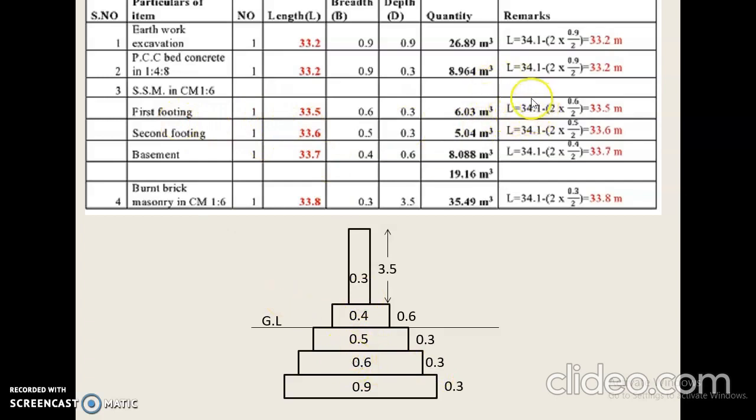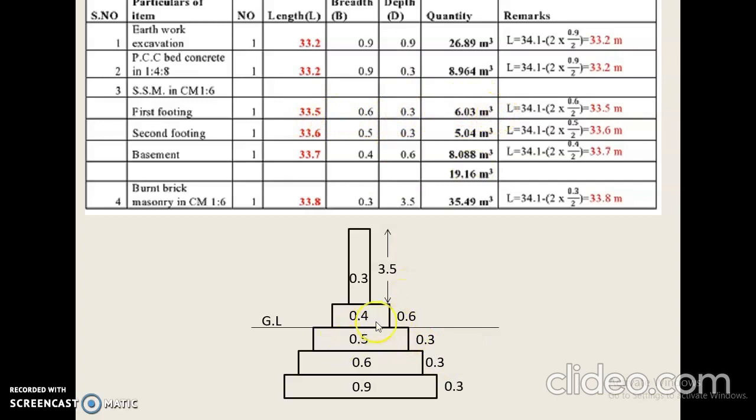Now let us go for the first footing. Length, of course, the total centerline length we have calculated, 34.1, minus 2 into the width of the respective item of work, that is 0.6. That's why I substituted 0.6 by 2 here, and if you simplify this, 33.5. Now the first footing length is 33.5. Width of the work is 0.6, depth of the work is 0.3, and now if you multiply all these, you will get 6.03 meter cube.